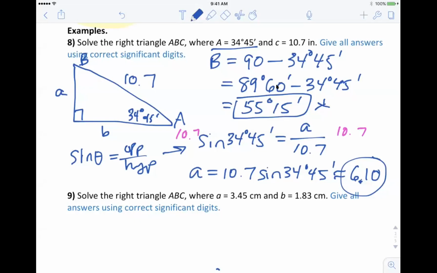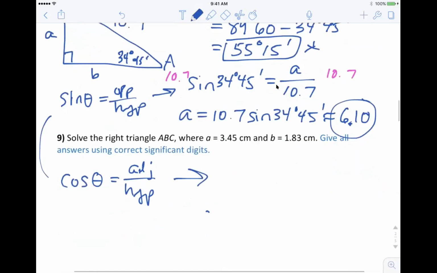Notice that B then is adjacent to that angle that's given, the 34.45. So I'm going to use cosine for that one, right? I'm just going to do it down here. Sorry, number 9, we'll deal with you later. But cosine of theta is adjacent over hypotenuse.